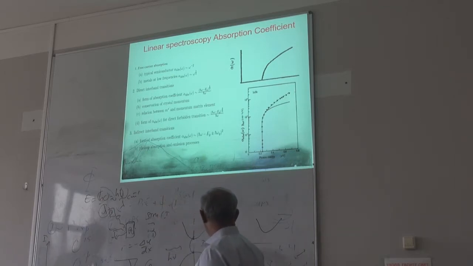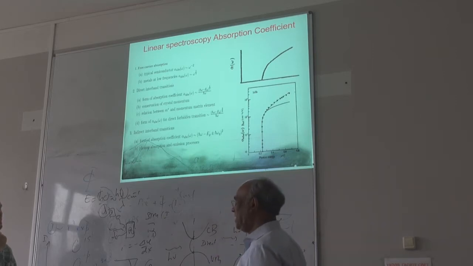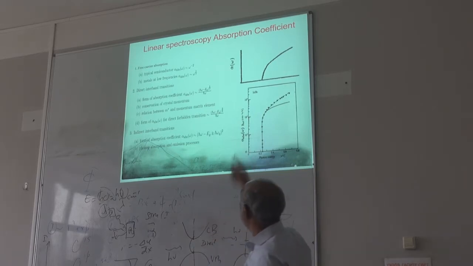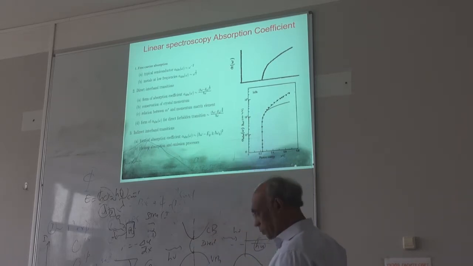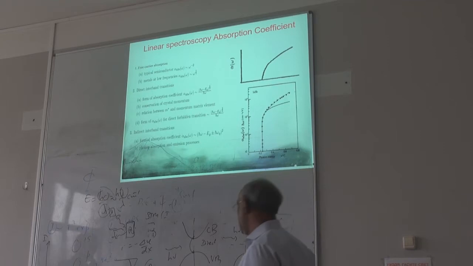But in the indirect case, if you have h nu, you need to have momentum also conserved. That means you need another contribution, which we call the phonon. So you need this additional phonon contribution. So you can directly tell from a UV spectrometer whether this is a direct or indirect band gap. How can we see that?